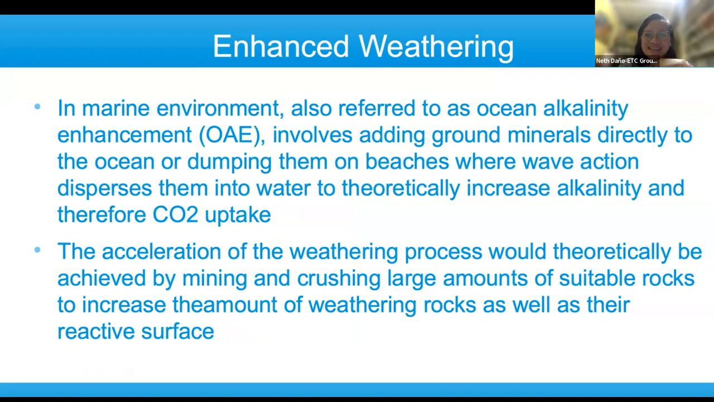And ocean alkalinity enhancement, or OAE, largely involves adding ground minerals directly to the ocean or dumping them on beaches, where the wave action will actually disperse them into the water to theoretically, I have to emphasize that, increase alkalinity and therefore the uptake of carbon dioxide. The acceleration of the weathering process would actually involve mining and crushing large amounts of suitable rocks, which could be silicate or olivine, to increase the amount of weathering rocks as well as their reactive surface.